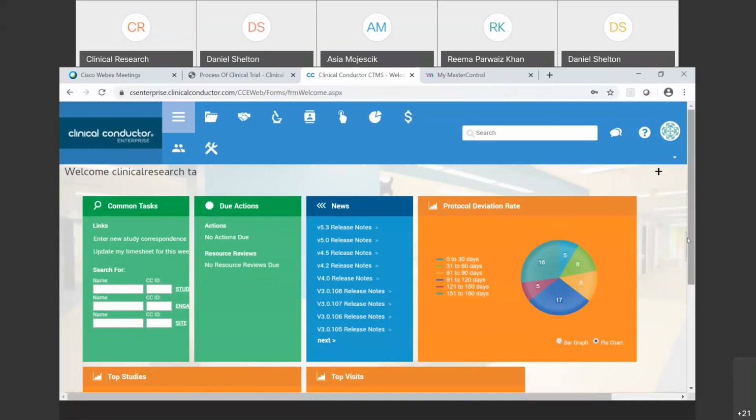And Clinical Conductor Enterprise is a CTMS system where we train you to manage the sites, manage the countries, manage the studies, manage the portfolio. So depending on your experience levels, you use the same system for different managements. Corporate management, governance management, portfolio management, study management, country management, site management, and subject management. Everything will be done through Clinical Conductor.